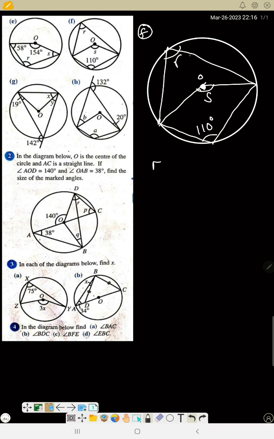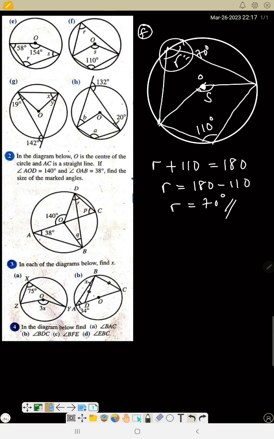So that means opposite angle of cyclic quadrilateral is 180. So R plus 110 is equals to 180. So R is 180 minus 110. R is 70. So you know R now, 70 degree. So angle at the center is twice angle at the circumference. So that means S will be equals to 2 times 70. So that is 140. So anyway you do it, you still get the same answer.